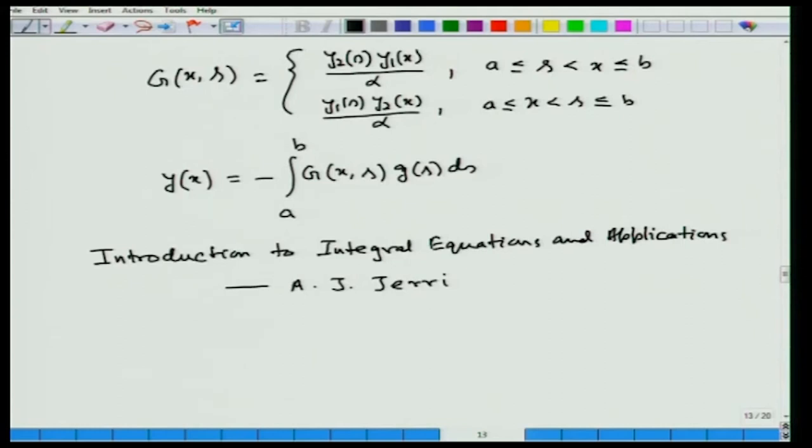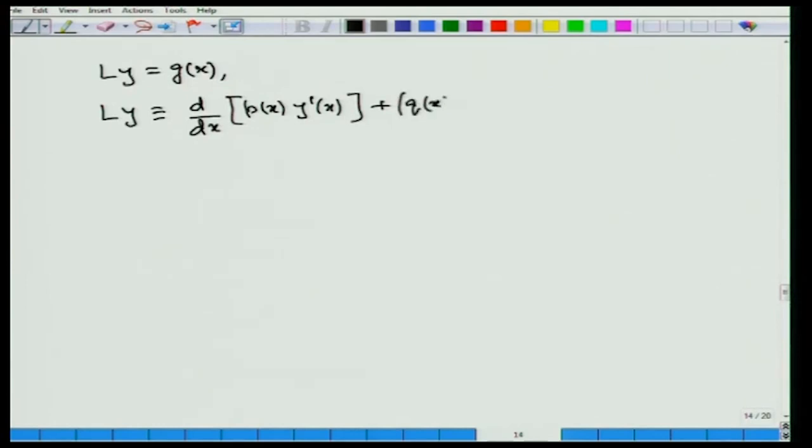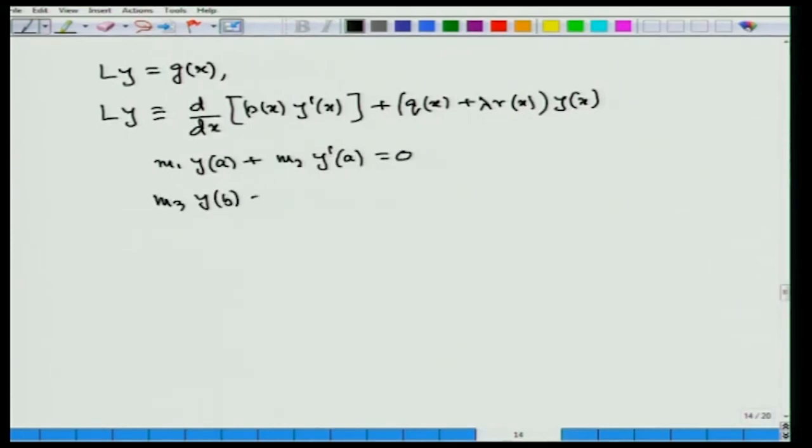So, just to recapitulate quickly what we have done today. First of all, we have considered the self adjoint operator, and then we have considered the Sturm-Liouville boundary value problem, which is defined by Ly = g(x), where Ly is equivalent to d/dx of p(x) y'(x) plus [q(x) + lambda r(x)] times y(x), satisfying the boundary conditions m1 y(a) + m2 y'(a) = 0, and m3 y(b) + m4 y'(b) = 0.